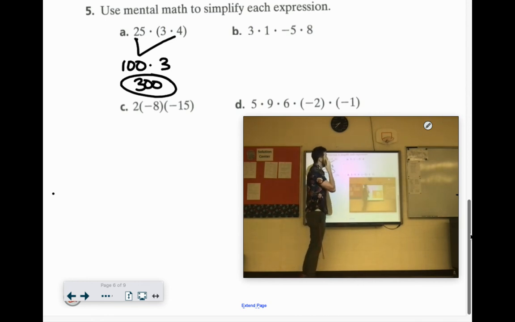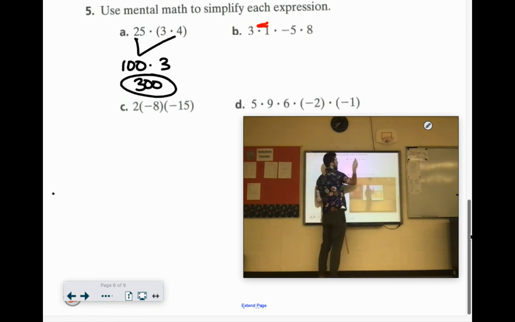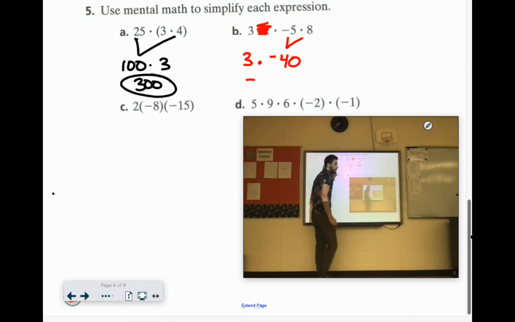3 times 1 times -5 times 8. Great. 3 times 1 is just 3. You can ignore the times 1. If I was doing -5 times 8, I know 5 times 8 is 40. This would give us -40. And if we're doing a positive times negative, it comes out negative. Think of 3 times 4. We'll put a 0 behind it. 3 times 4 is 12. So 3 times 40 would be 120.